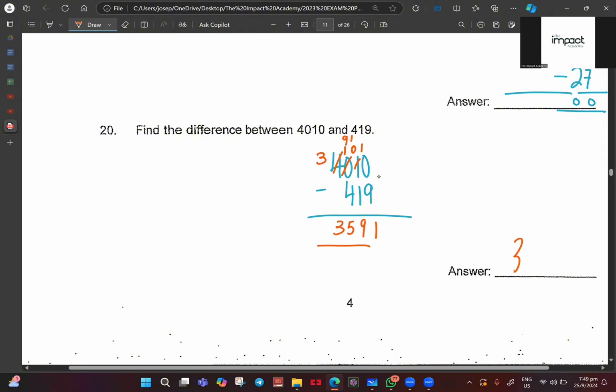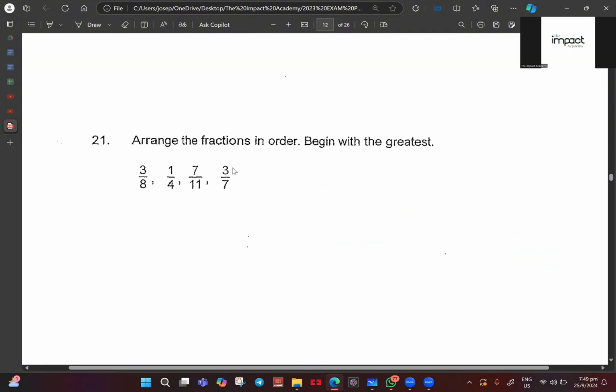3,591. Very good. You say easy, but you got it wrong. But you learn from this. Am I making sense or not making sense? Shall we go on to the next one? Very good. I want to see processes. 我要看到你们的过程. Okay, now let's move on to the next one.